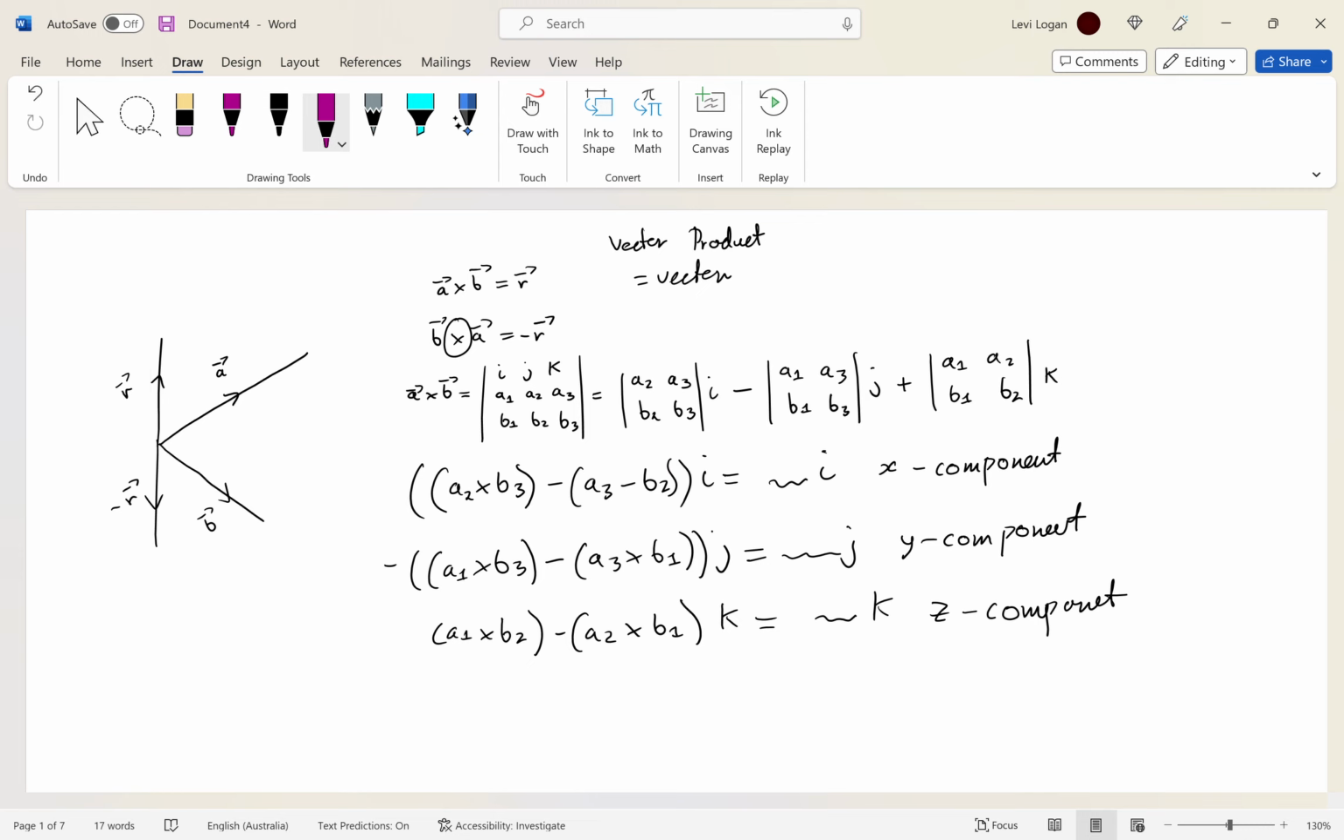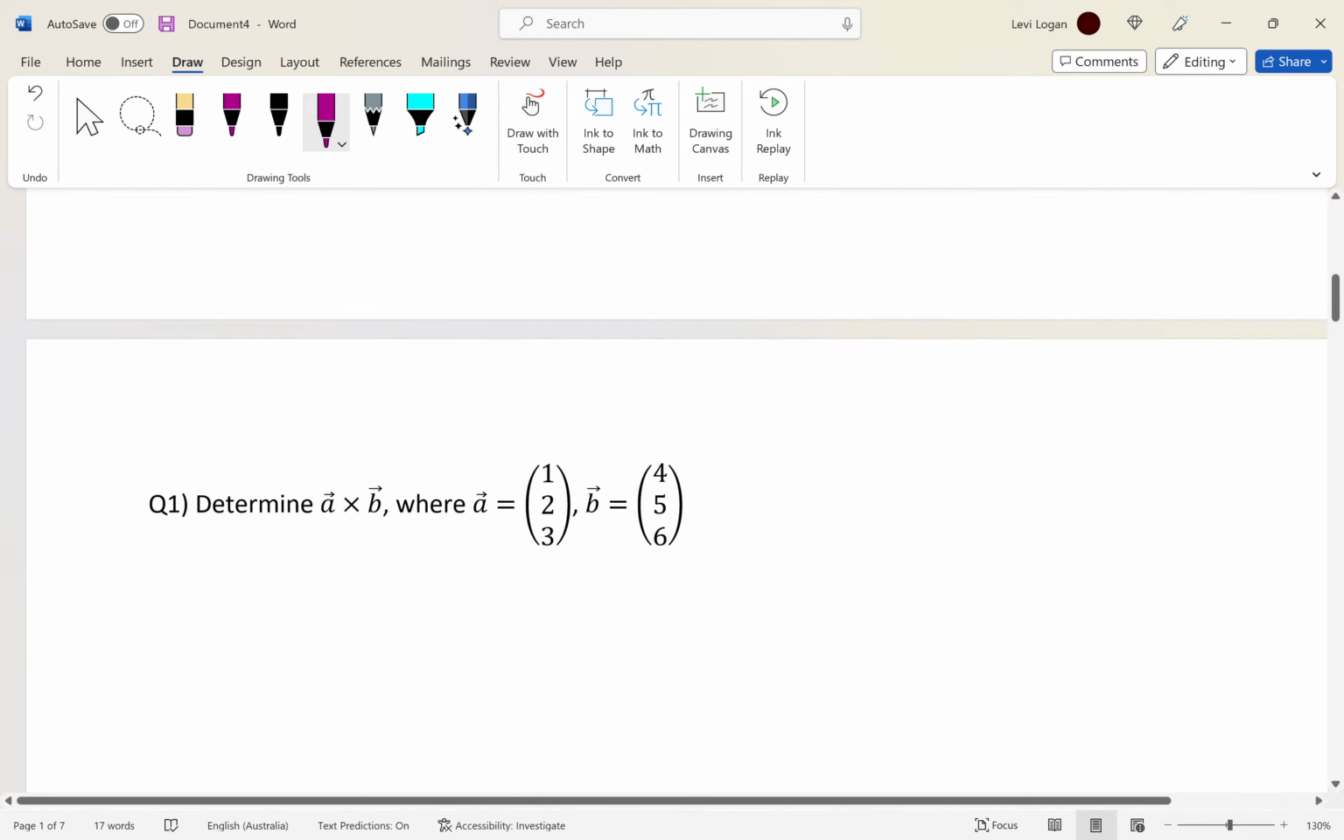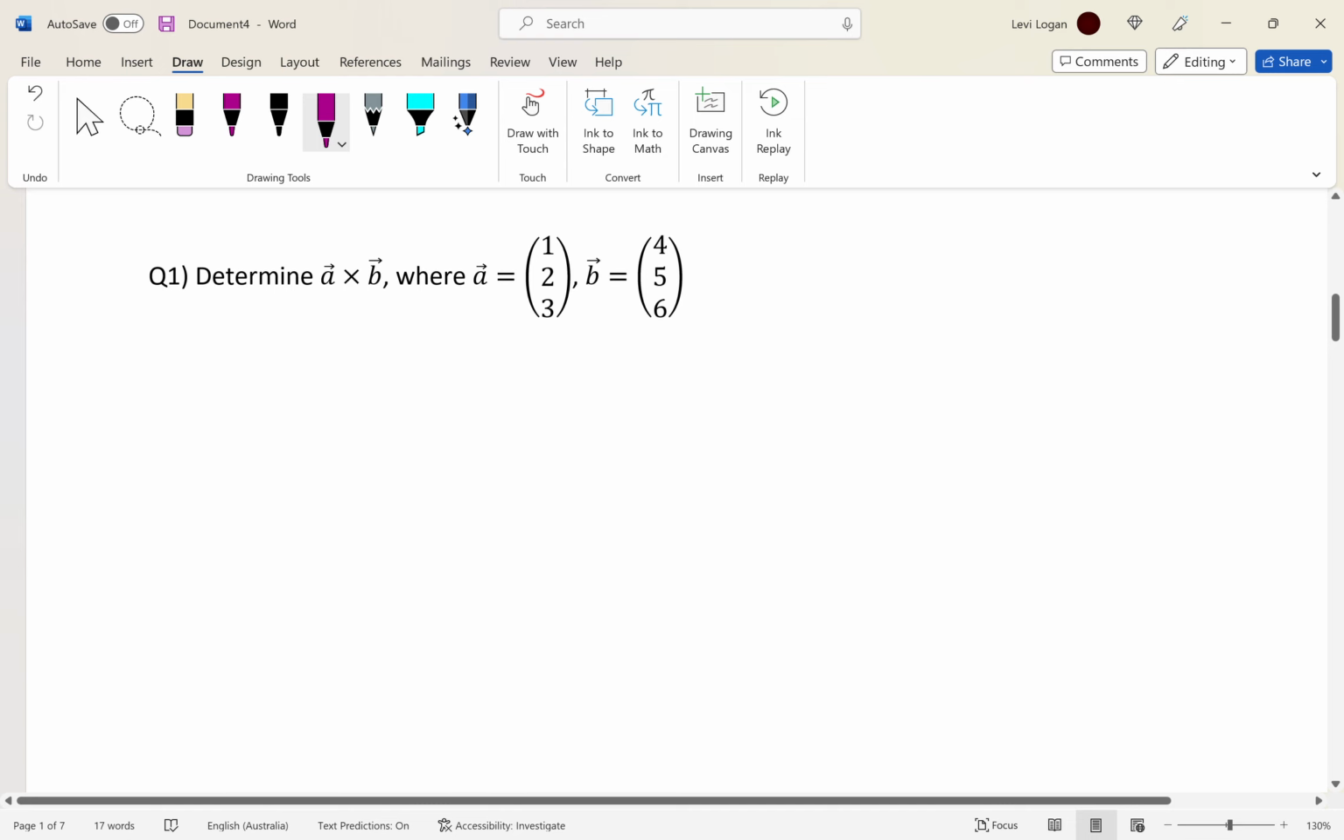Now, the best way to learn this is to put it into action. So let's actually take a look at an example now, okay? So let's just have a go at question 1. Determine A cross B, where A is the vector 1, 2, 3, and B is the vector 4, 5, 6. Okay? So if you want to have a go at this, feel free to pause the video and have a go, and then I'll start solving.